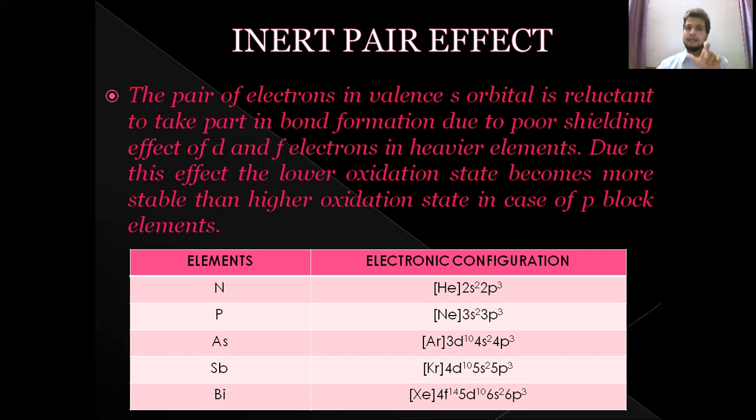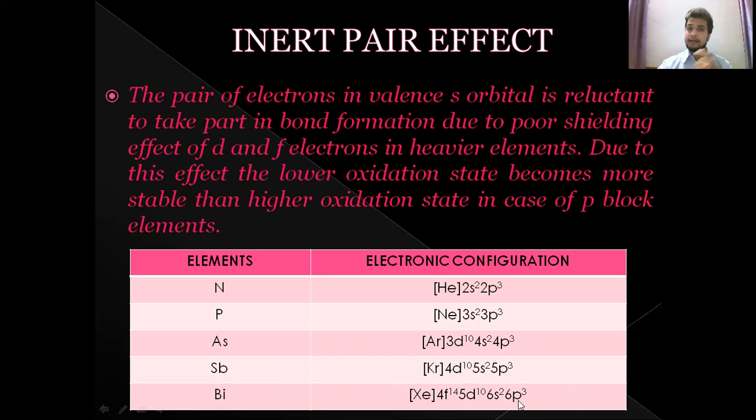In the fourth, fifth, and sixth period elements of the P block, the inner shell contains electrons in D and F. You can clearly see on the screen that arsenic has 3d10, antimony has 4d10, and bismuth has 4f14 and 5d10. As a result, the repulsive effect towards the outer electrons, that is 4s2 4p3 in arsenic, 5s2 5p3 in antimony, and 6s2 6p3 in bismuth, will be very less.